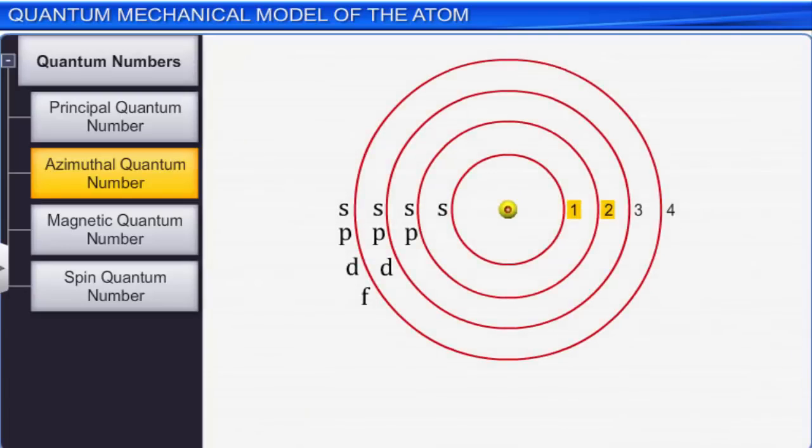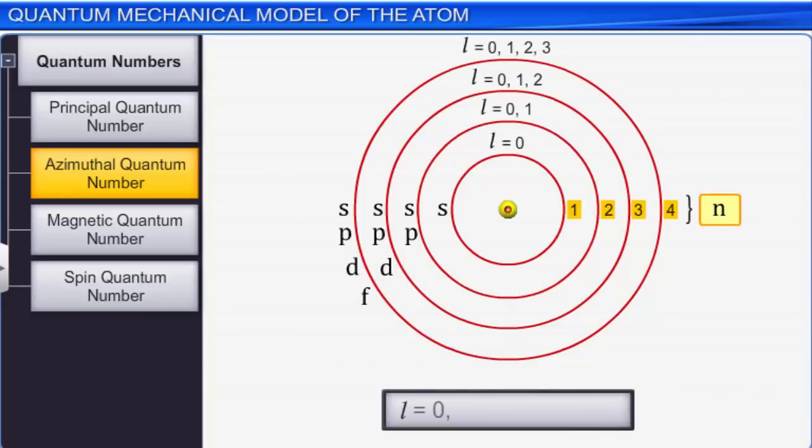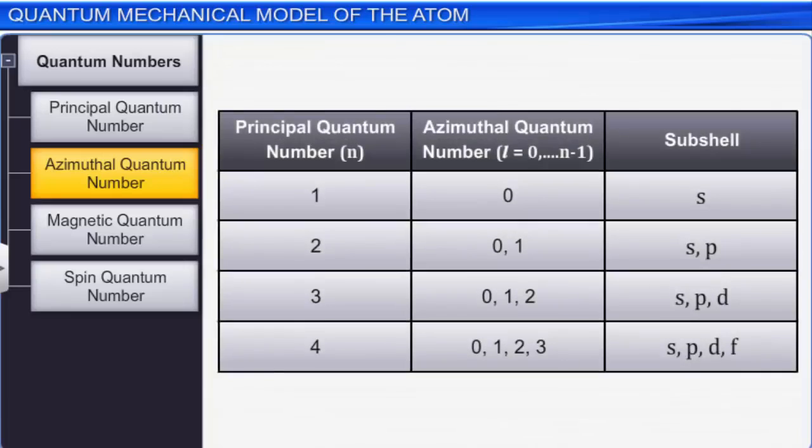For a given value of the principal quantum number n, the azimuthal quantum number L can have n values ranging from 0 to n-1. The value of L, in turn, defines the number of subshells, which means that when n is equal to 1, L is equal to 0. That is, there is only one subshell in first main energy level.